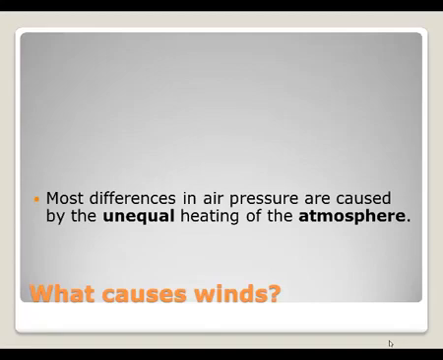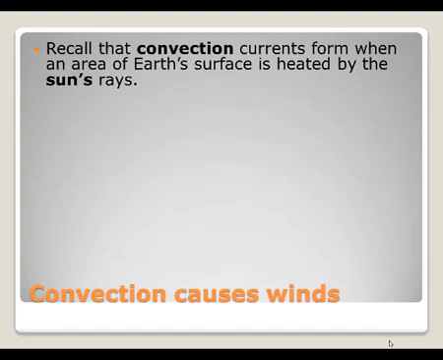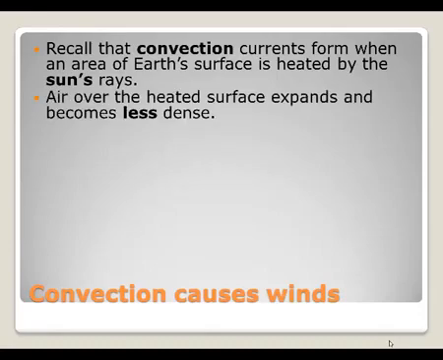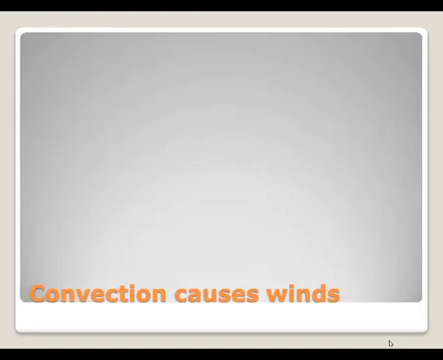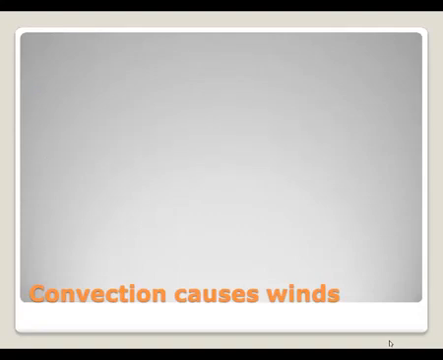Most differences in air pressure are caused by unequal heating of our atmosphere. Convection causes winds. Remember that we've discussed convection in the past. Convection currents form when an area of Earth's surface is heated by the sun's rays at a different rate than other areas. So as air over the heated surface expands, it becomes less dense. As the air becomes less dense, its air pressure decreases.